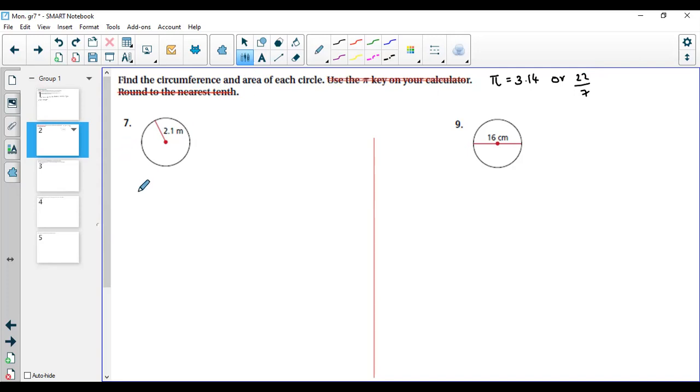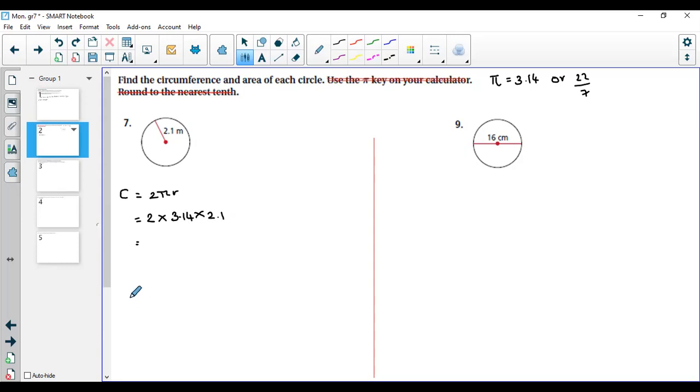So let's find the circumference of this. First let's write down the formula. It's going to be 2 pi r. So 2 pi r means 2 multiplied by 3.14 multiplied by, now make sure whether the radius is given or the diameter is given. This is the radius, so it's going to be 2.1. First I'll multiply the easy numbers. 2 multiplied by 2.1 is going to give you 4.2. Now 4.2 multiplied by 3.14.